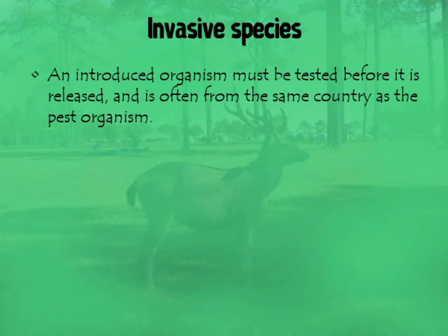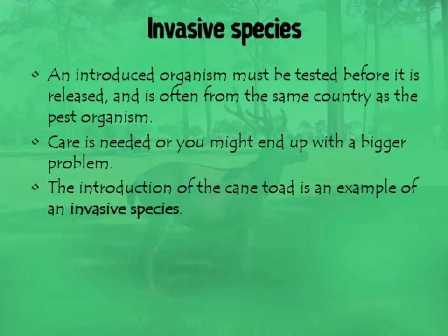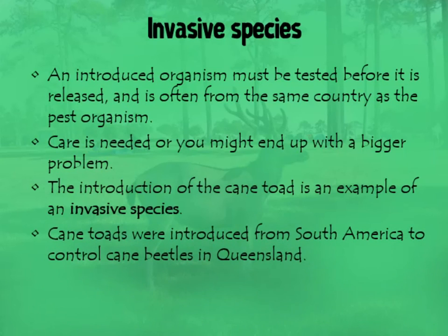When you introduce a biological control organism, you must test it carefully, and it's often from the same country, from a similar set of ecosystems as the pest organism. You have to be careful because you could end up with a bigger problem, and this is what is called an invasive species, a species that comes into an area and outcompetes many of the native species. The cane toad in Australia was one example of this. They were brought over from South America, like the cactus moth, and they were to control cane beetles, but they came to become a major pest in the area.